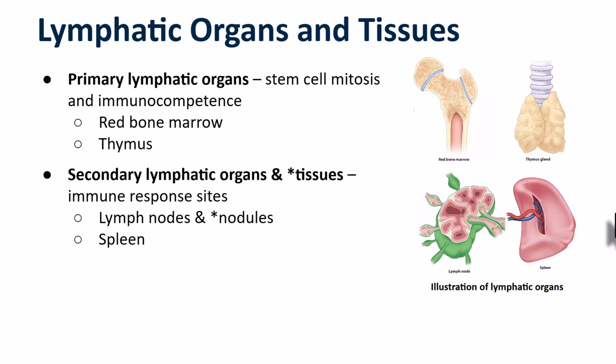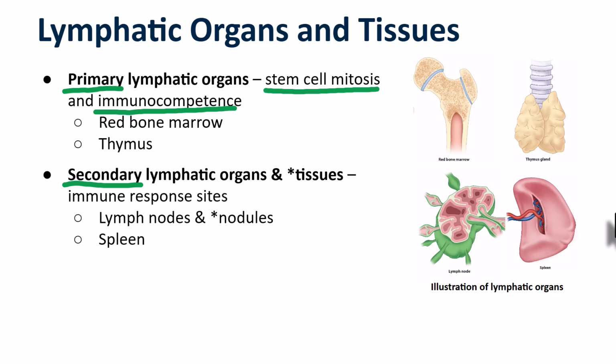In terms of lymphatic organs and tissues, we have two general categories. There are the primary lymphatic organs and the secondary lymphatic organs and tissues. So primary lymphatic organs have two things in common. One, they are locations of stem cell mitosis. So we have those lymphoid stem cells dividing, and they are places of immunocompetence, meaning the lymphocytes are gaining the ability to mount an immune response.